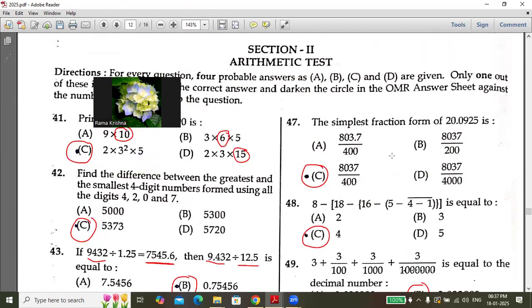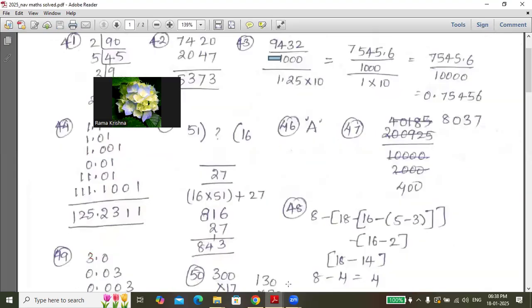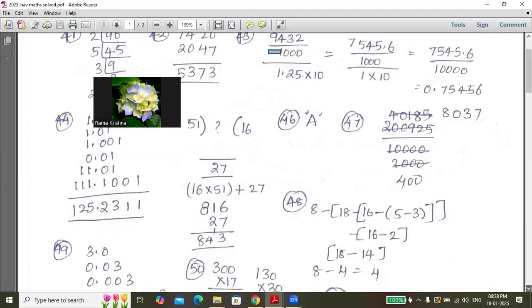So you see here the simplest fraction. Here you have to remove the decimal point. For that you have to divide it by 1 followed by 4 zeros, that is 10,000. So now it can be written like this. When you cancel it neatly, you will get 8,037 by 400.